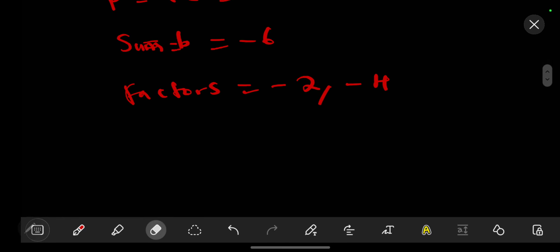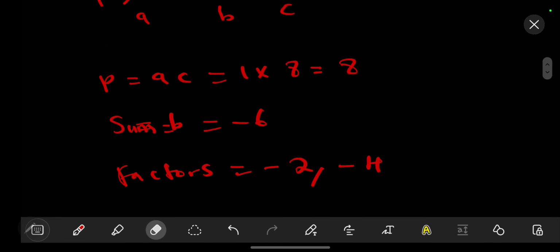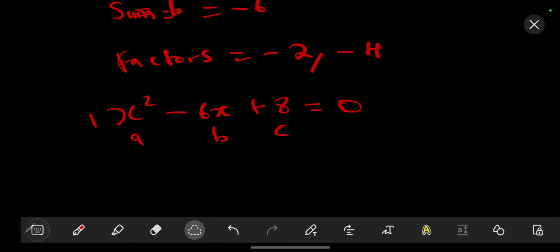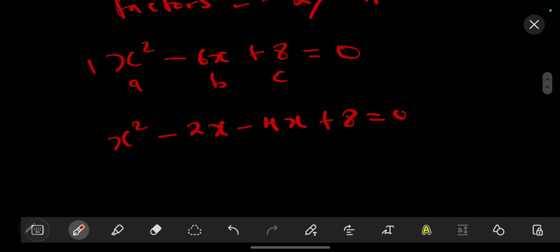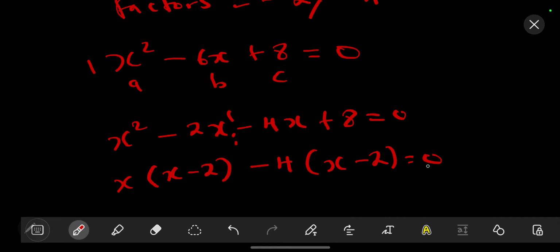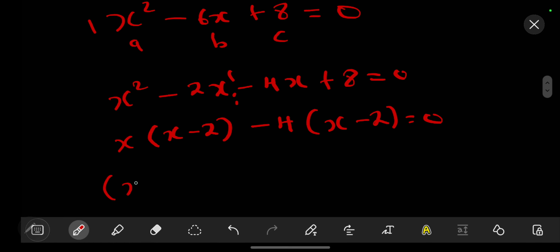So now with that said, where there is B, we are going to replace it with these values. So we have x squared, minus 2x minus 4x plus 8, which should be equal to 0. Then x is common, remaining with (x minus 2), then minus 4 is common for negative 4x and 8, remaining with (x minus 2), equal to 0. So one bracket will be (x minus 2), and the other bracket will be (x minus 4), which should be equal to 0.